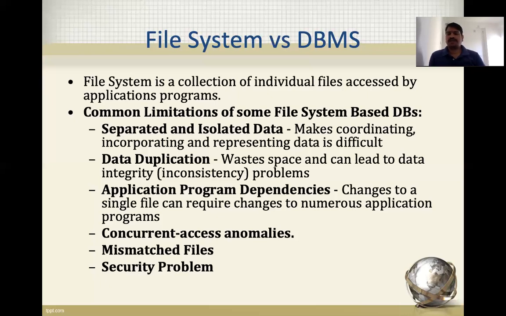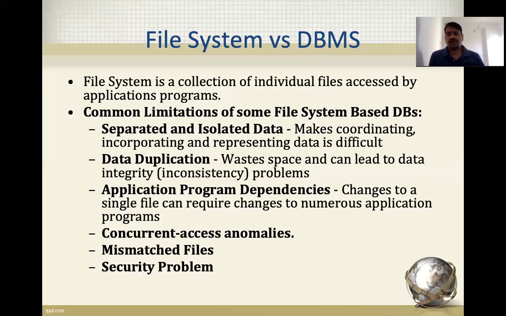The second problem with the file system is data duplication. In one file, I have the roll number and the name. In another file, I also have the roll number and the name. So we have duplicate data in both the files, and it is a waste of space and can lead to data integrity and inconsistency problems. As I told you, how will it lead to inconsistency?